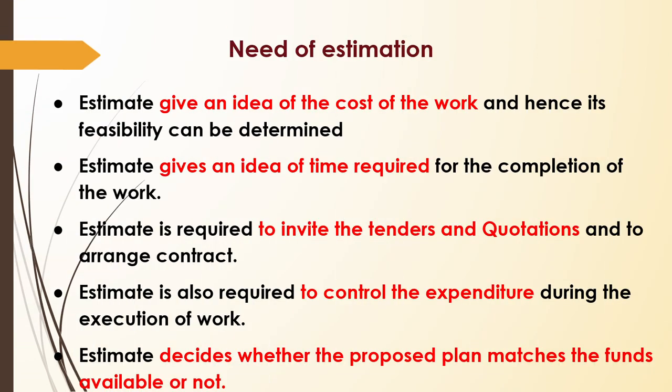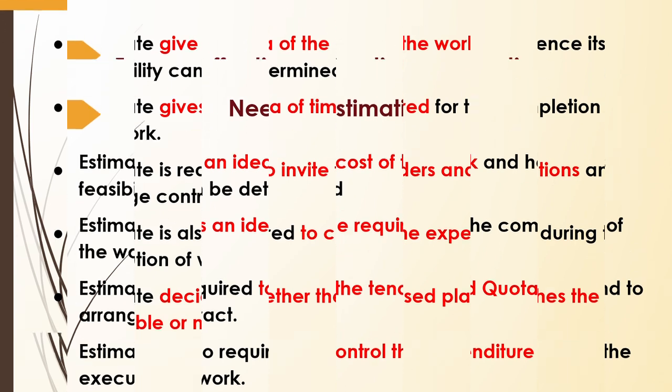Now these are the needs of estimate. It gives an idea of the cost of the work, it gives an idea of the time required, how much is the time required to complete the work. It invites the tenders and quotations. As we all know, if we are making a public building, then we have to invite quotations and tenders. So for that we need to know how much is the amount, how much is the cost to be incurred. So for that, this estimate will be useful. Then to control the expenditure, how much is the amount which can be used within this stipulated time, so that amount can be controlled by means of estimate. So these are the different needs.